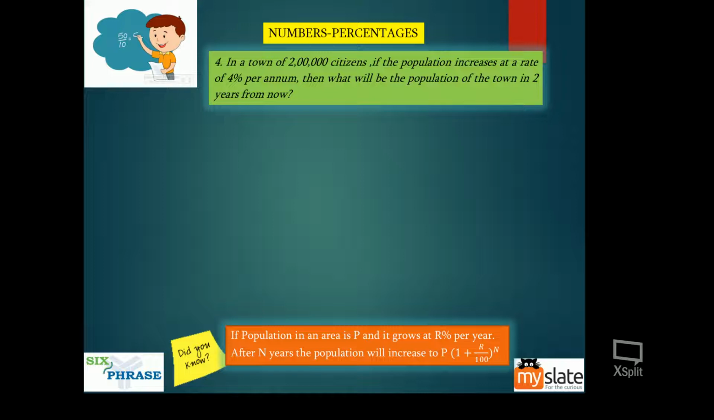I don't know what today's date is. Okay, let us assume today's date is August 15th, 2019, and 2 lakh citizens are there. Now the population increases at a rate. It increases 4% per annum. 4% of what? 4% of the current population. So 4% of 2 lakh. What is 4% of 2 lakh?